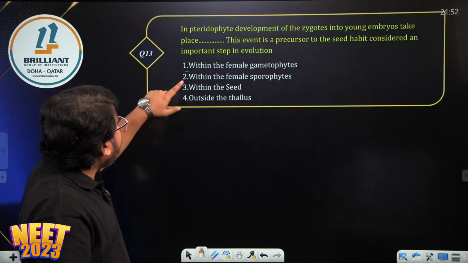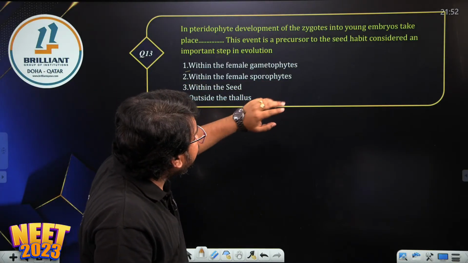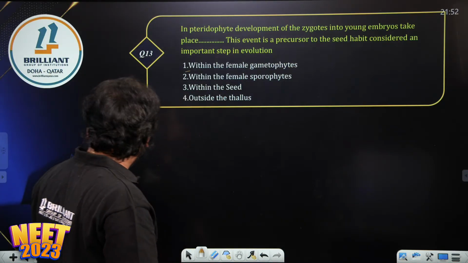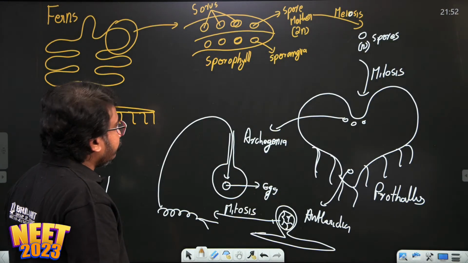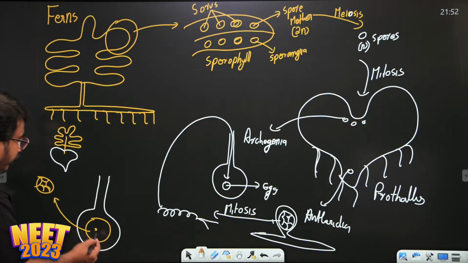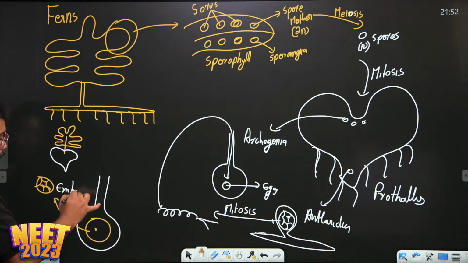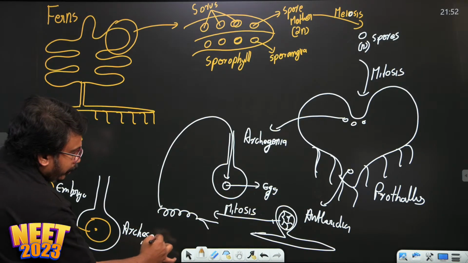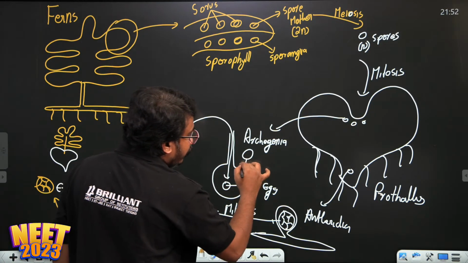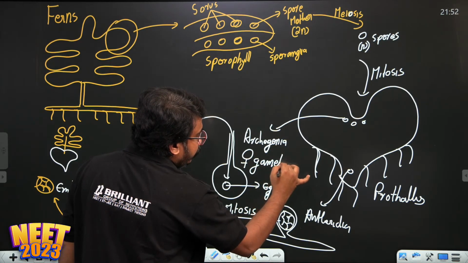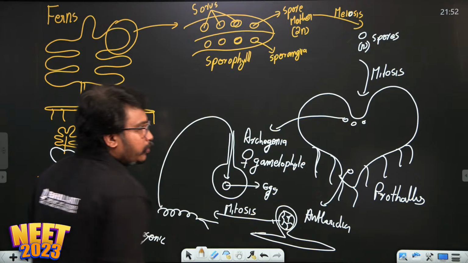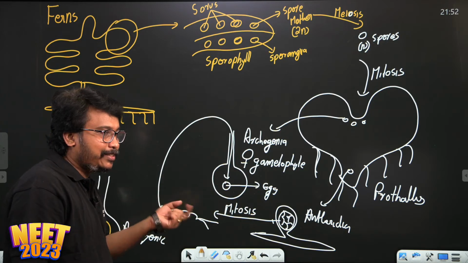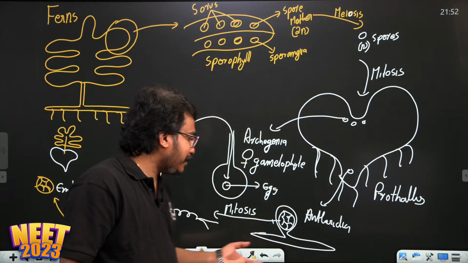Next one, in pteridophyte, development of zygote into young embryo takes place in which structure? Look at this diagram. Development of zygote into young embryo would be taking place in which structure? Archegonia. And archegonia represent female gametophyte. So that is the answer. So zygote is formed inside the female gametophyte, that is archegonia. Hafiz has given the answer.